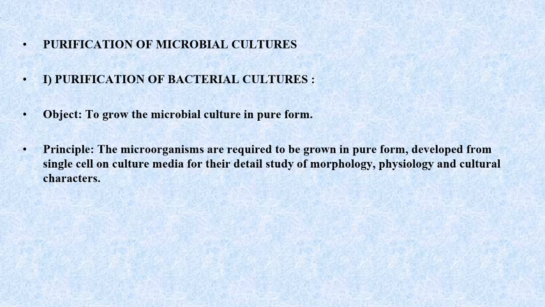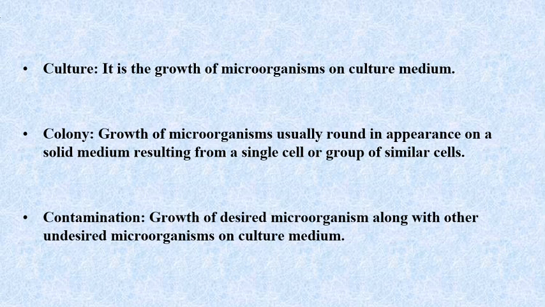Then methods of purification. To grow the microbial culture in pure form, only one desired organism grows on the petri plate. It is called purification. Principle: the microorganisms are required to be grown in pure form, developed from a single cell on culture media, for detailed study of morphology, physiology and cultural characters. This is the main principle of purification.